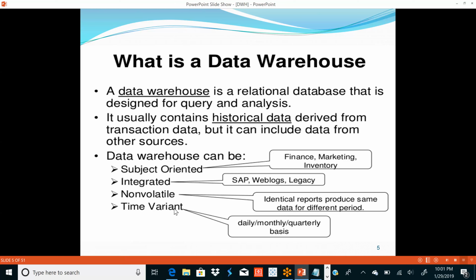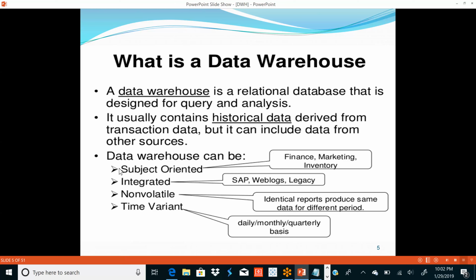And similarly, time variance. Your data should be stored in the table in such a fashion that you can retrieve the data daily, monthly, quarterly, and so on. So what does that mean? I want to get this quarter's sales versus the previous quarter's sales, this month versus the prior month. I want to do some analysis. So my data warehouse should be capable of showing me data, or representing data, based on different frequencies like monthly, quarterly, yearly, so that it will be easy for analysis.